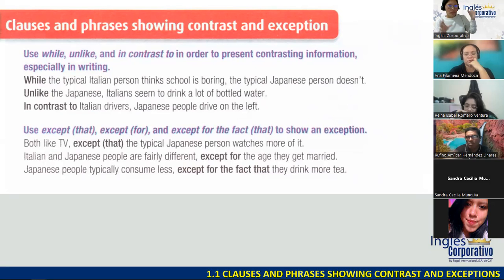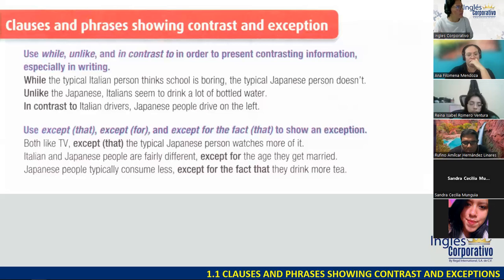Now, we again are talking about two ideas, okay? Esto sucede excepto que. ¿Verdad? Esto sucede excepto por. Esto sucede excepto por el hecho que. So those are the three different phrases that we can use to show exceptions. Okay? Now, let's go and create some examples.